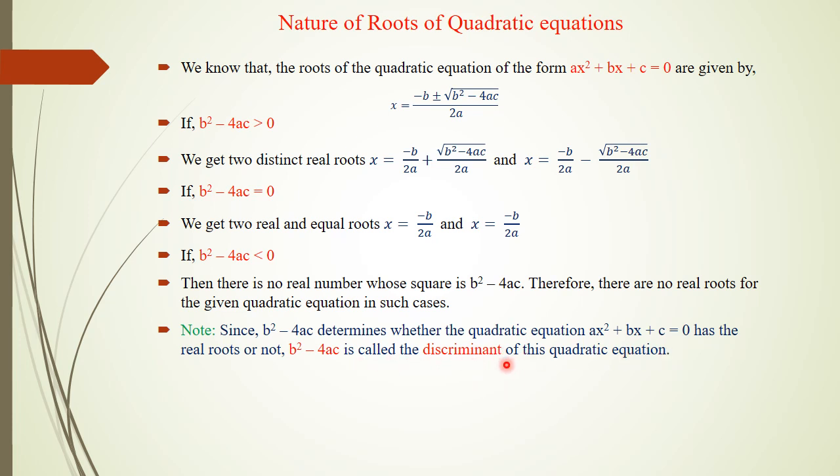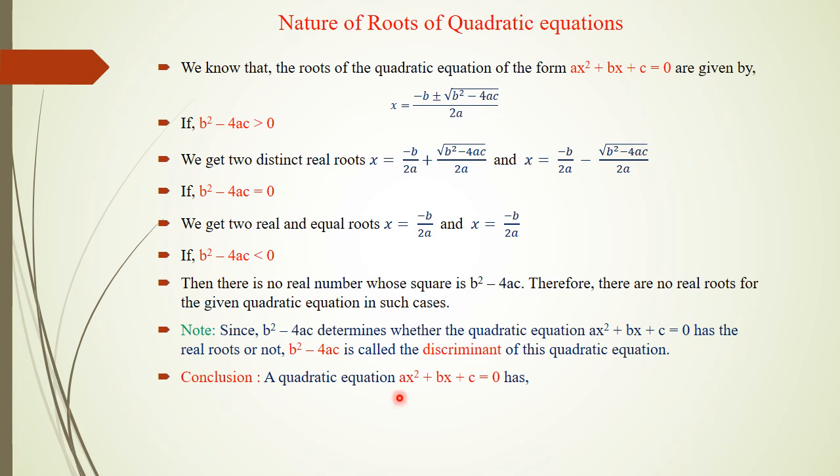This question can be asked as multiple choice. Write the formula to calculate the discriminant of a quadratic equation is dash, or you will be given the coefficients of x square, x and the constant term, and you will be asked to calculate the discriminant of that quadratic equation. So you should remember that b square minus 4ac is called the discriminant of that quadratic equation.